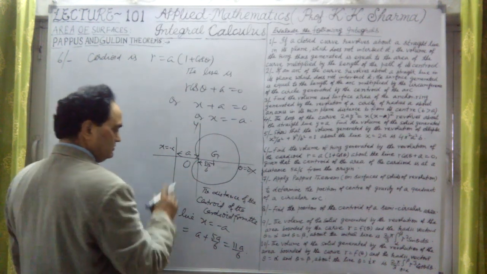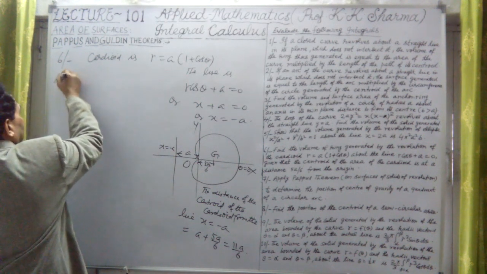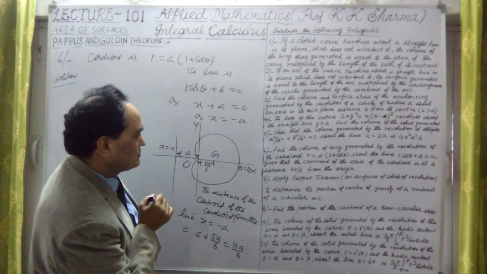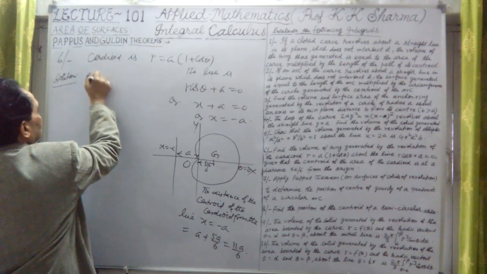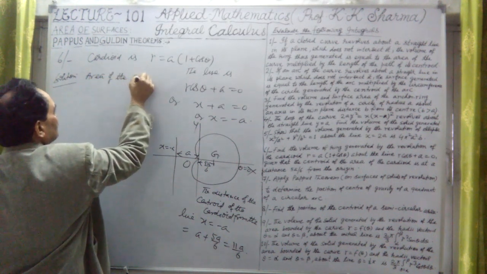Okay, the area we first have to find out. What is the area here? Solution, let me find out. We have to find the volume. Okay, find the volume. So the area of the cardioid.